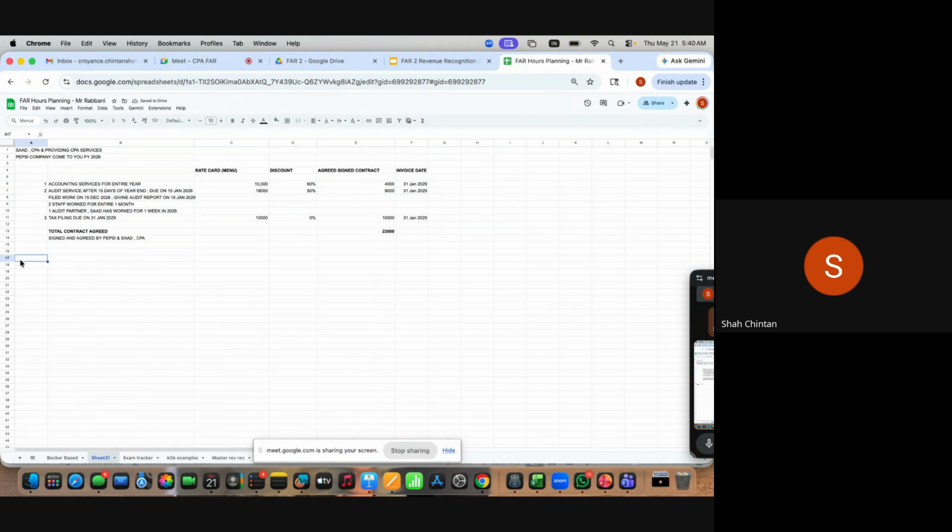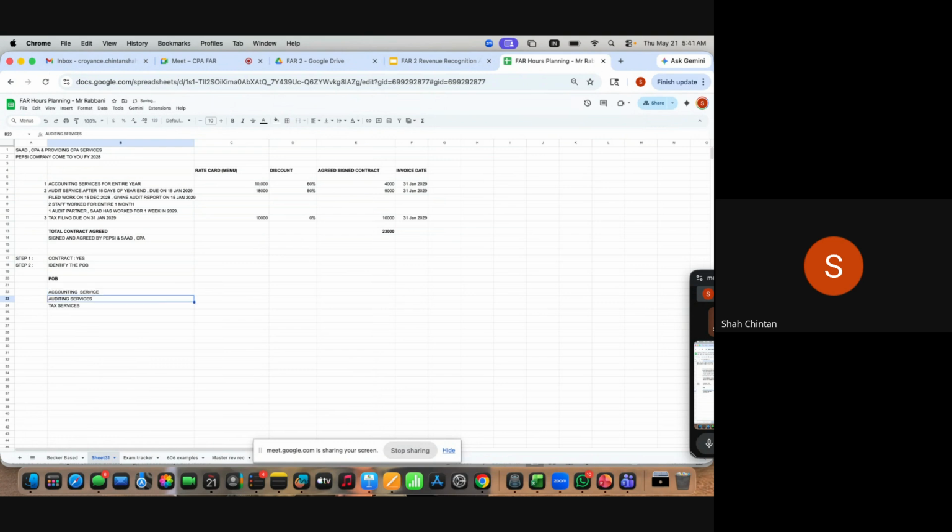Now, let's go step by step. Assuming step number one, is there a contract? Let's assume all five conditions are fulfilled. So step one, contract is there. Step number two, identify the POB. Can you help me with what the performance obligations are in this example? Accounting services, auditing services, and tax services. So all three are my performance obligations.